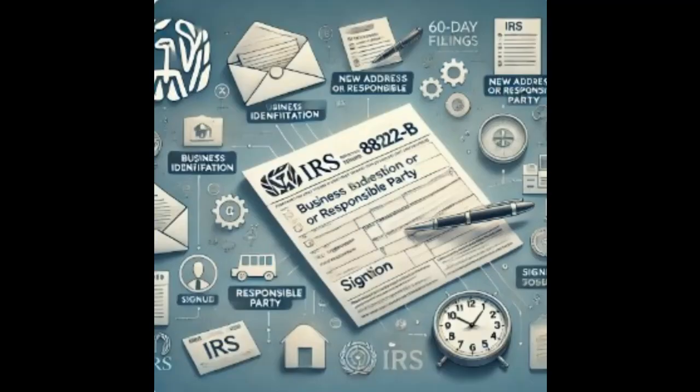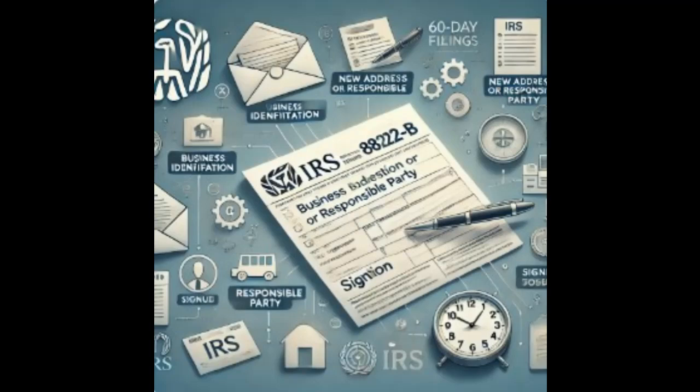Frequently asked questions. 1. What is a responsible party? The responsible party is the individual who has significant control over the finances and operations of the entity. 2. Can Form 8822B be filed electronically? Currently, the form must be mailed to the IRS. 3. What happens if the form isn't filed on time? Failure to file within 60 days can result in penalties, and the IRS may send sensitive communications to outdated addresses.